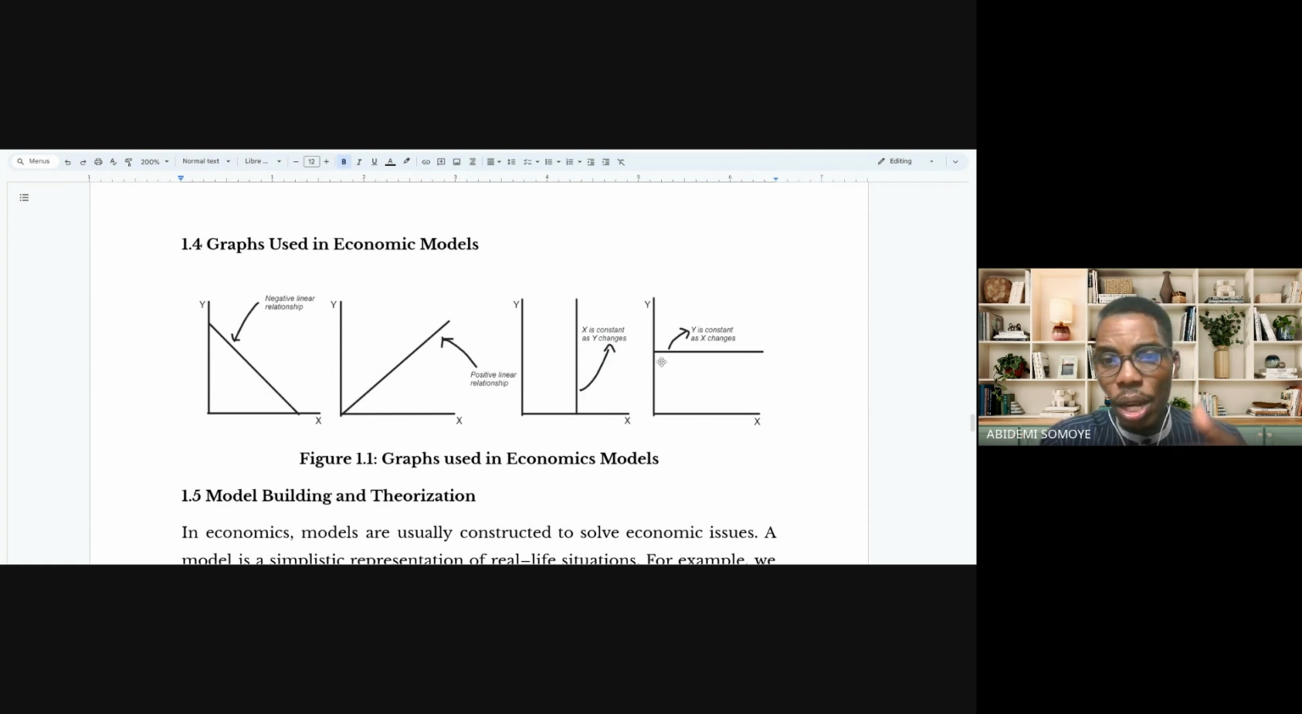You're going to see a lot of these graphs, for example, when we do elasticity or when we do indifference curves, you see downward sloping curves. When we do demand and supply, you're going to see some of these graphs in our study. All right.